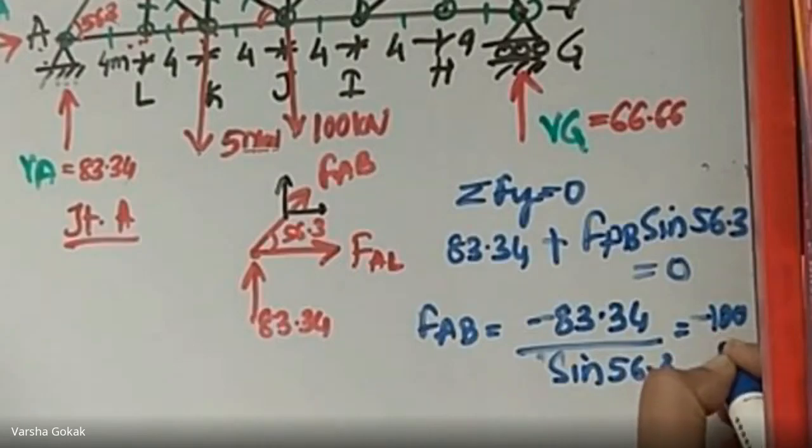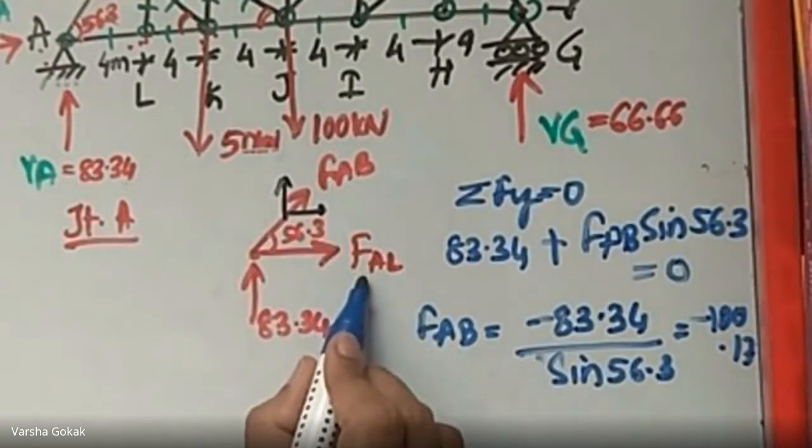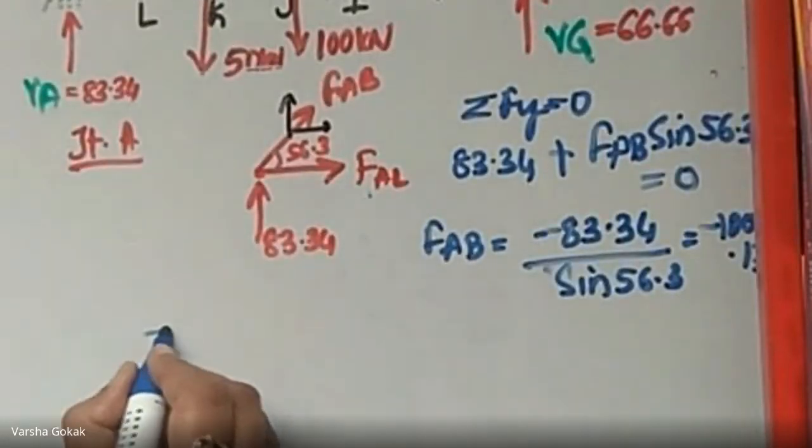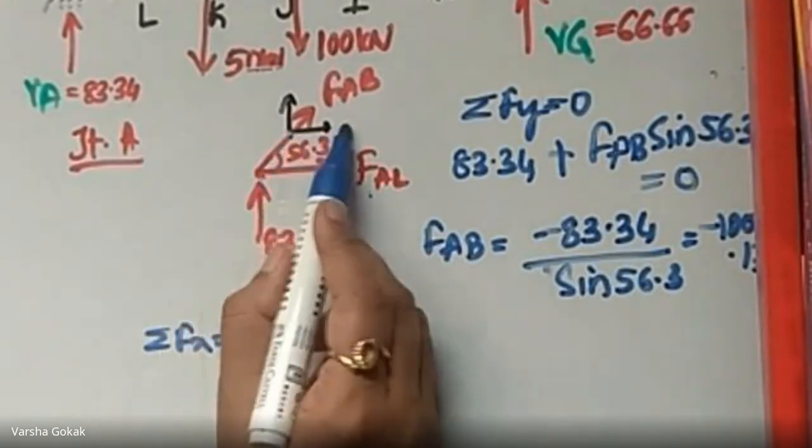Minus 100.17. So in AB, we got minus 100.17. Correct. Okay. Once we get FAB, now only FAL is remaining. So to find FAL, I'll take summation f of x equal to 0. I have FAL and I have FAB.